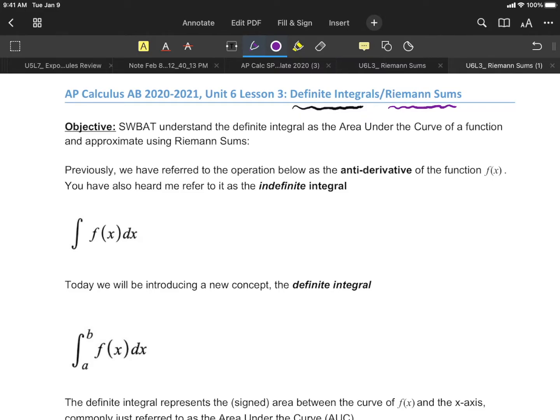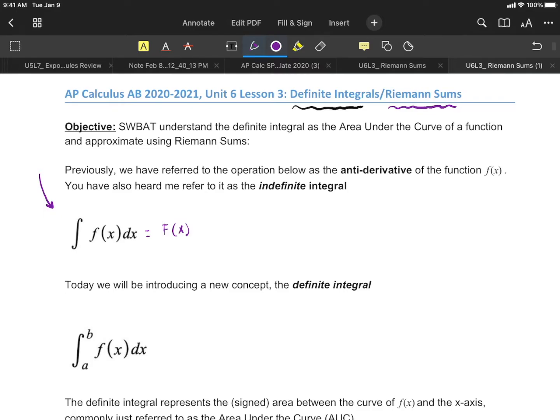So previously, you have heard me refer to this operation here as the indefinite integral of f of x. Maybe a little bit more commonly, you've heard me refer to it as the antiderivative of f of x. And so, we learned to do the reverse of the power rule and come up with the antiderivative, which I'm going to annotate as capital F of x here, of some function.